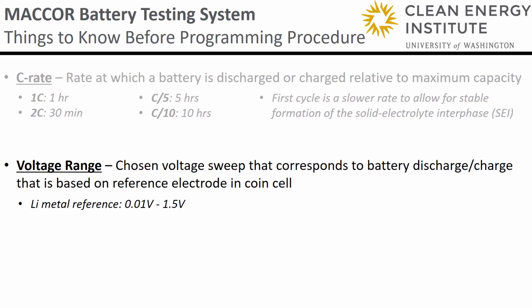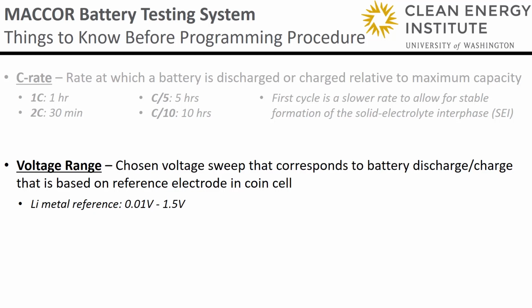For instance, today I'll be cycling a lithium-ion battery, so my reference is lithium metal, and therefore I would like to sweep over a range of 0.01 volts to 1.5 volts. If you were, for instance, using sodium metal as your reference electrode for a sodium-ion battery, you would want this voltage range to be referenced to sodium rather than lithium.